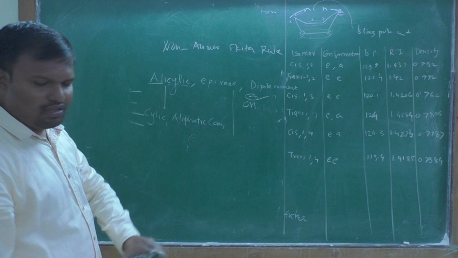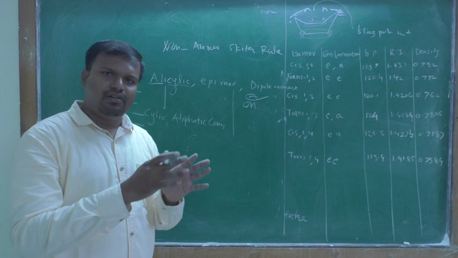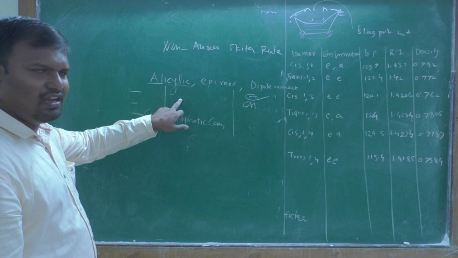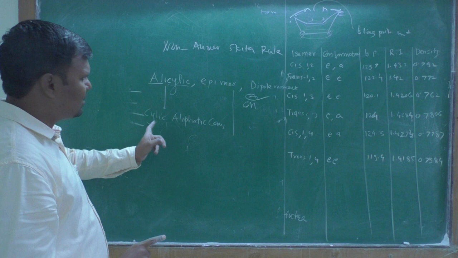The dipole moment for symmetric compounds is zero. When the compounds are symmetrical, the dipole moment is considered zero. Only compounds that are not symmetrical show a dipole moment. Remember that. Okay, first we discuss what alicyclic molecules are. Alicyclic means cyclic aliphatic compounds, which are cyclic, with all bonds single, and not aromatic. These cyclic aliphatic compounds should not be aromatic.